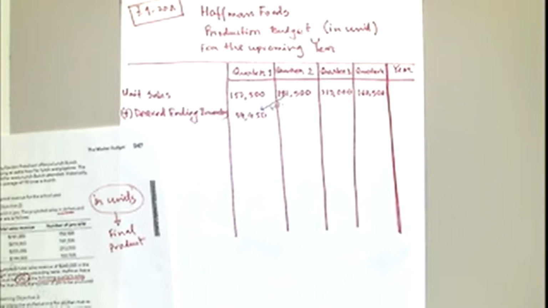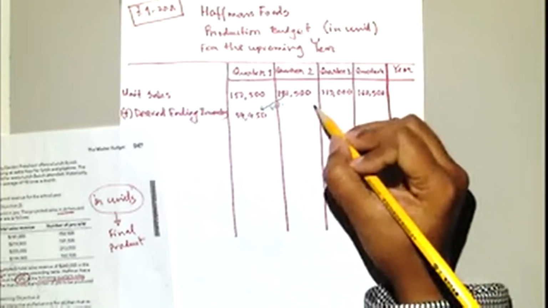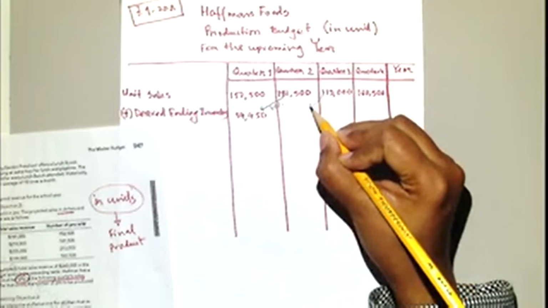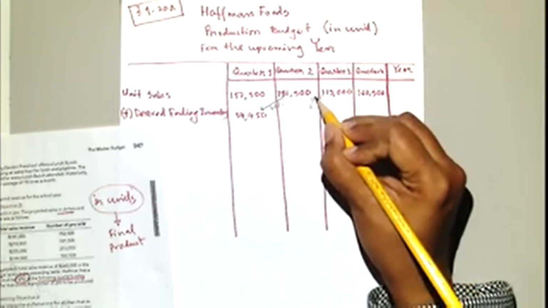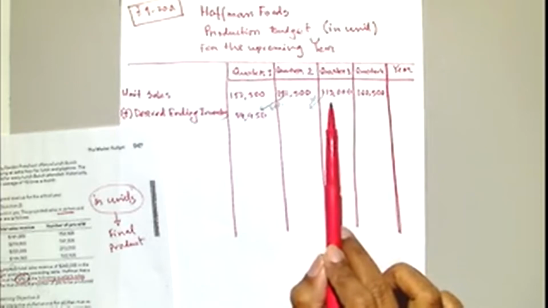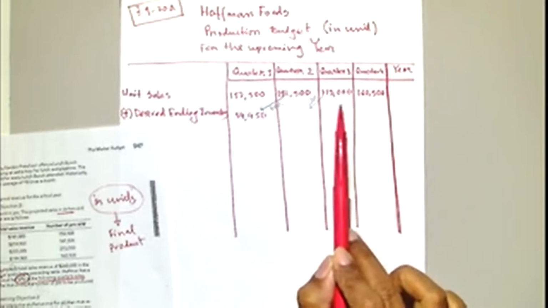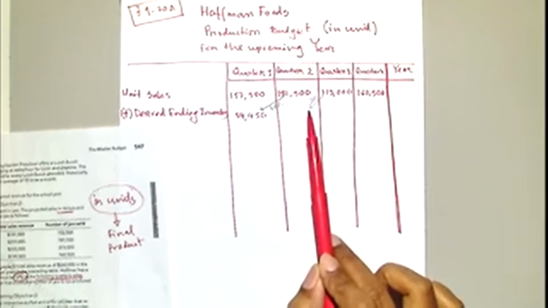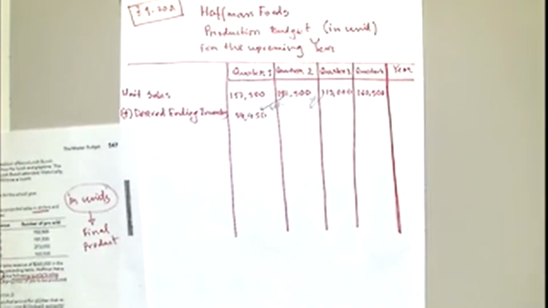When you are in quarter 2, you have to check what is your following quarter sales. That means you have to check what is your quarter 3 sales. And again, you're going to save 30% of it as your ending inventory. That means when you are in quarter 2, look at quarter 3 sales. And the sales is 213,000 jars. So take 30% of it. This will be your quarter 2's ending inventory.